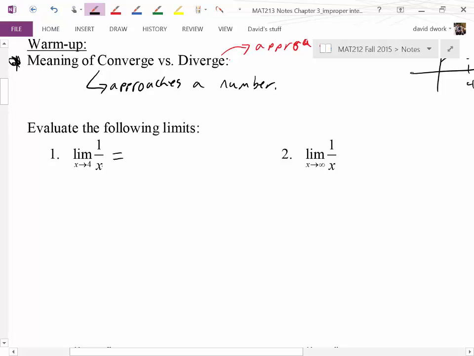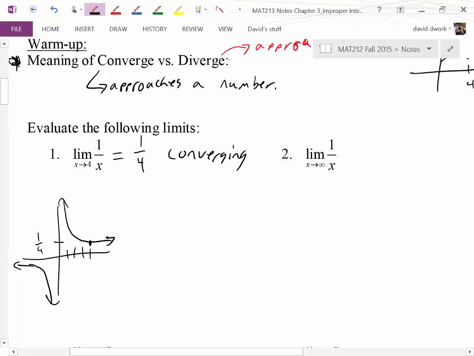So in this case, 1 over x, it's continuous at 4, and I'm able to substitute that in and get the value of 1/4, which would tell me for this graph of 1 over x, which looks something like this, at the value of 4, my graph is approaching the y value of 1/4. And I would say it is converging because it's going towards a number.